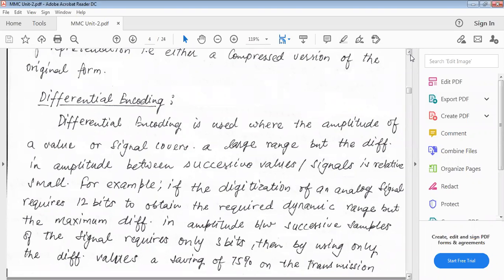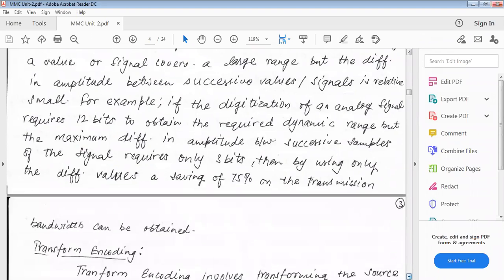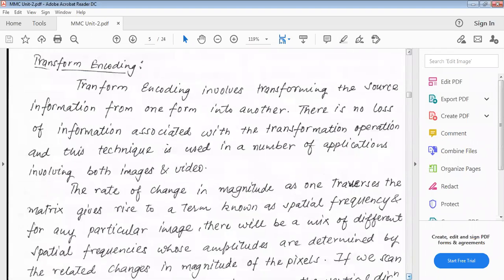So this kind of thing we call differential encoding. This is also one type of the comparison principle. So this is about differential encoding. Understood? Yes, sir. Okay, next is called transform encoding.